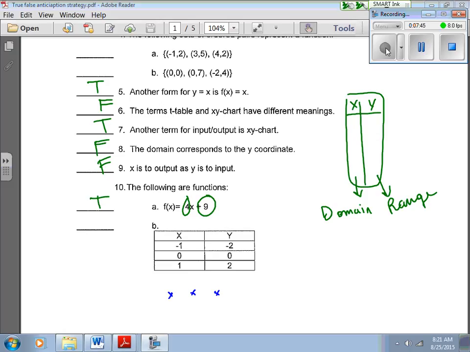All right. D, is that true? All right. Are any of the B's repeated?